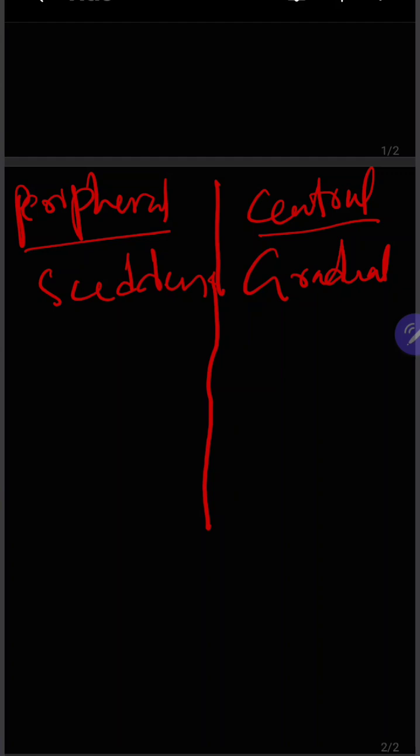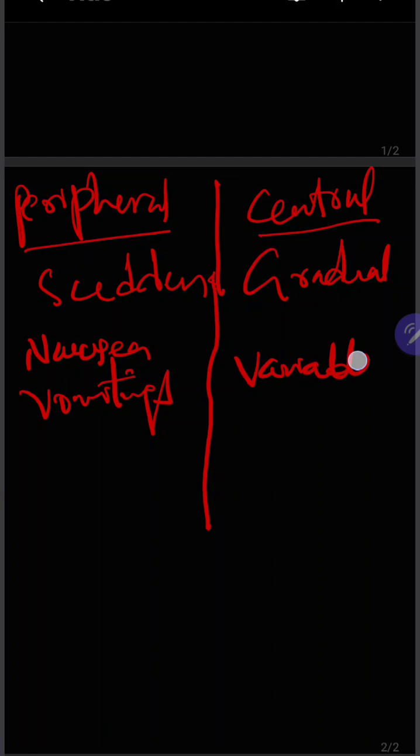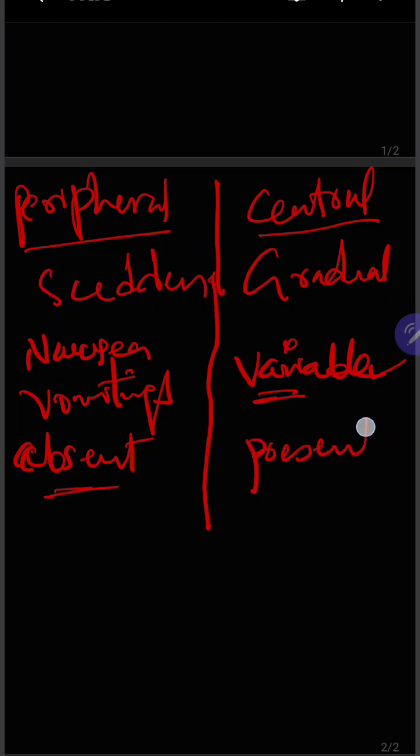And most of the time in peripheral vertigo, the patient will be having nausea or vomiting. In central vertigo, it is variable, it may or may not be there. And then the CNS symptoms and signs: usually they are absent in peripheral vertigo and present in central vertigo.